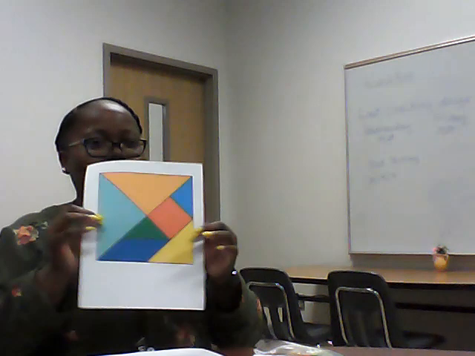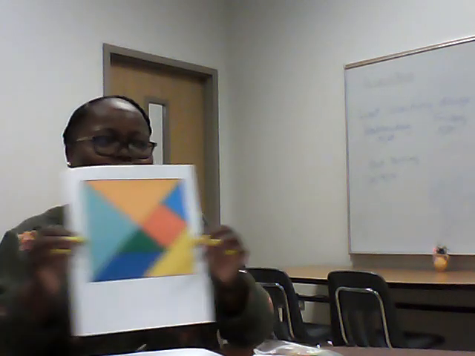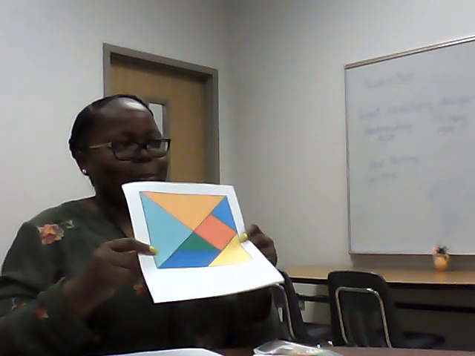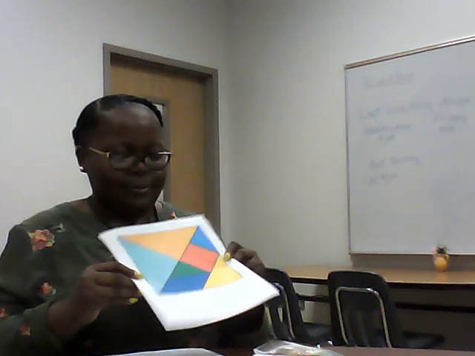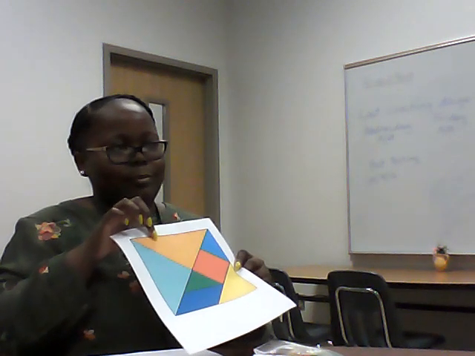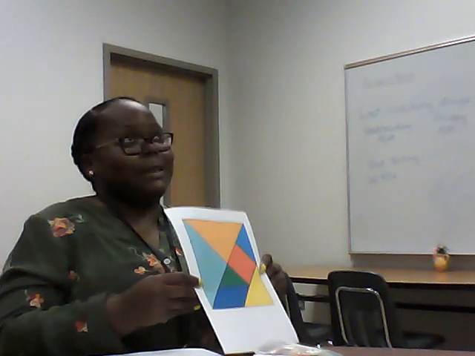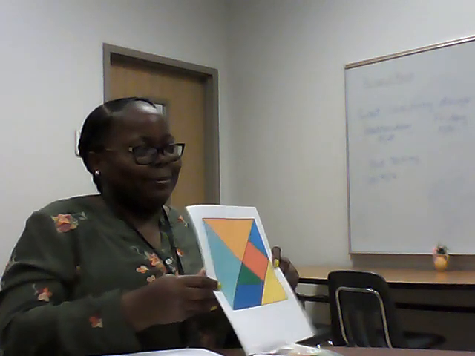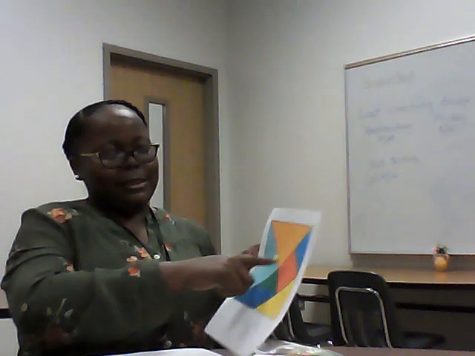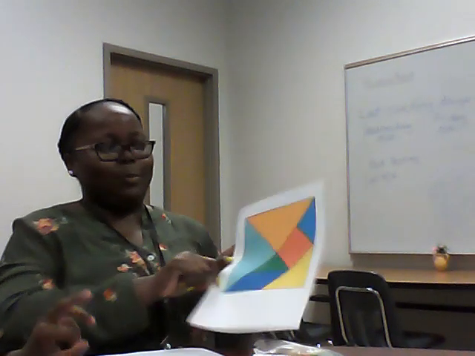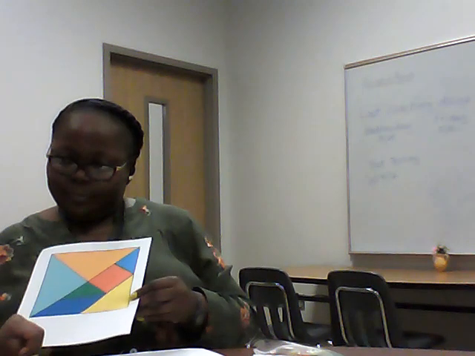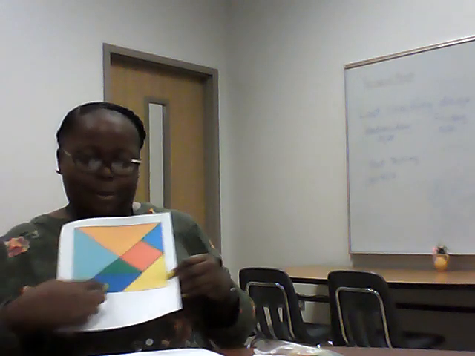So this is called a tangram puzzle. Can anyone tell me any shapes you see in a tangram puzzle? Yes, an upside down triangle. Do you see anything else? A square. A rhombus. Yeah, our square is turned sideways, so it kind of does look like a rhombus. Can anyone tell me another? Parallelogram. Good job, friends.